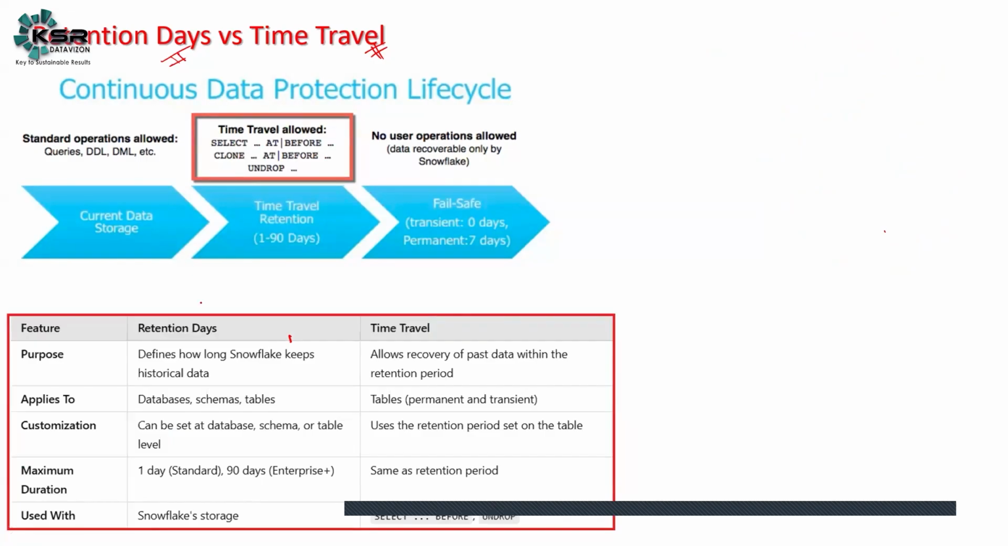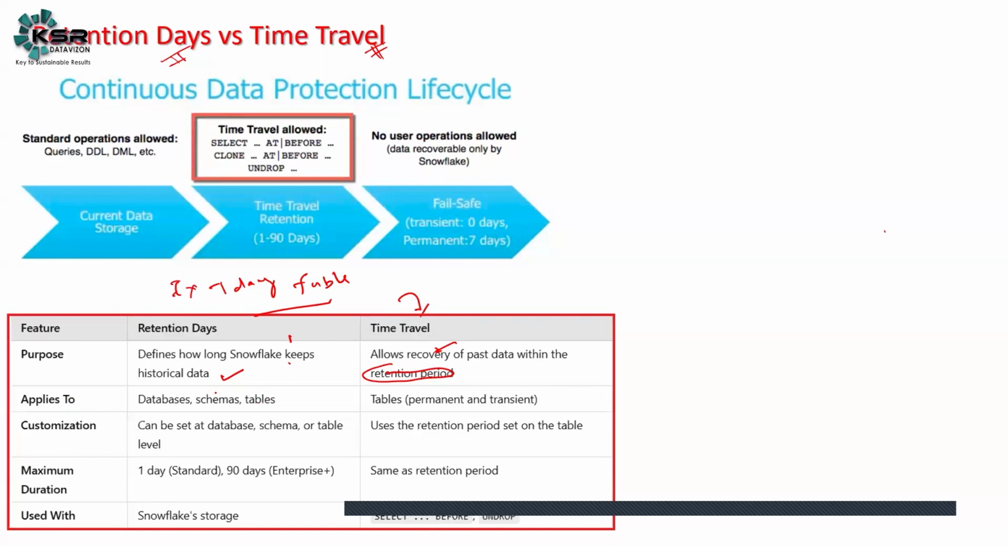Now, the purpose of a retention period is how long your Snowflake object can keep this historical data, and time travel is how, within this particular retention period, you can access that data, recover that data, check that data, read that data, whatever you want to do with that particular data, it will be done only within this retention period. For example, you define your retention period for only 7 days on that particular table. Only for those 7 days will your time travel be allowed.